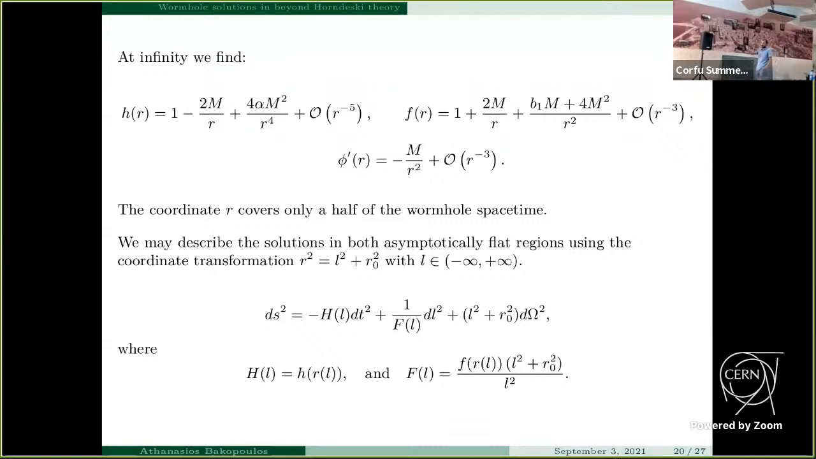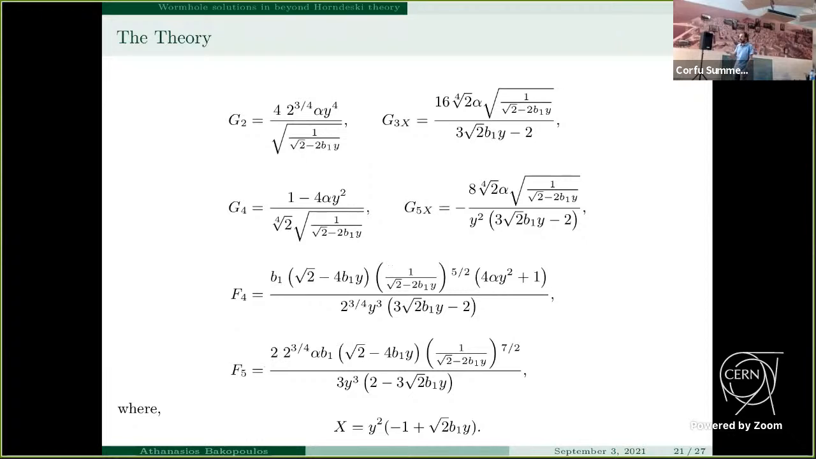From the expansion at infinity, we find that the space-time is asymptotically flat. I remind you that in this coordinate system, the coordinate r covers only half of the wormhole space-time, so we use a different coordinate system, and the metric functions are everywhere finite here. And this is the theory which supports our solution.